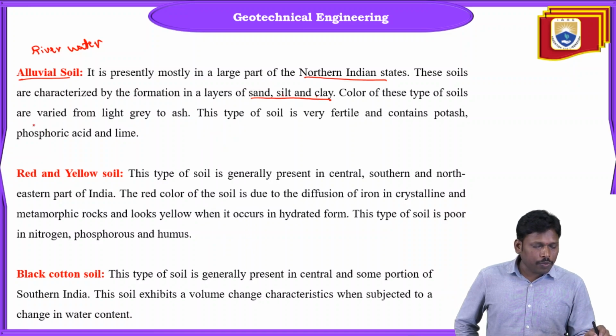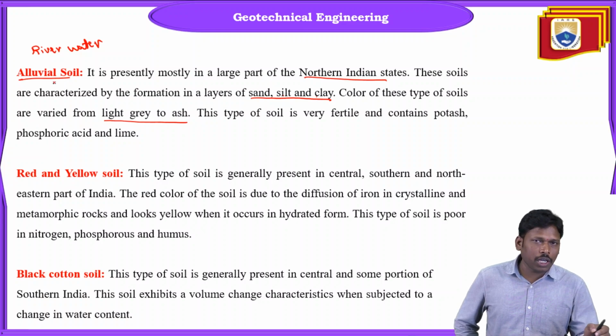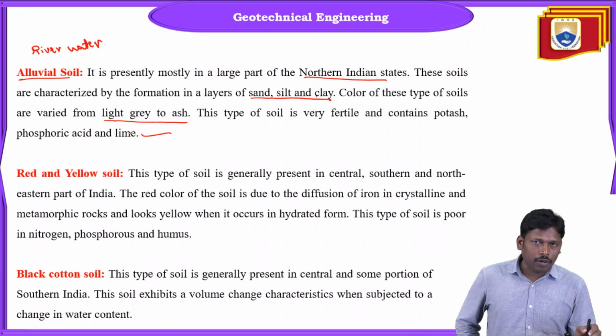The color of this type of soil varies from light grey to ash. So the alluvial soil, which is spread over the northern Indian states, has a color of light grey to ash. These types of soils are very fertile and contain potash, phosphoric acid, and lime.